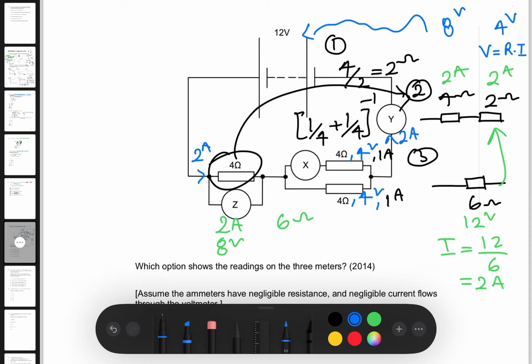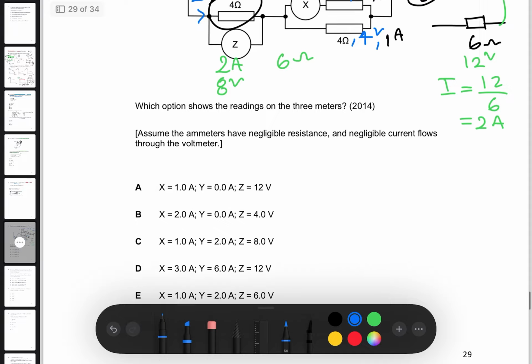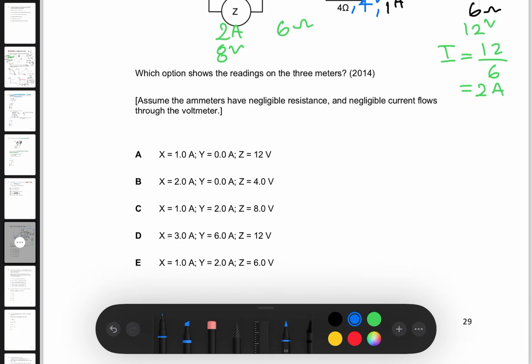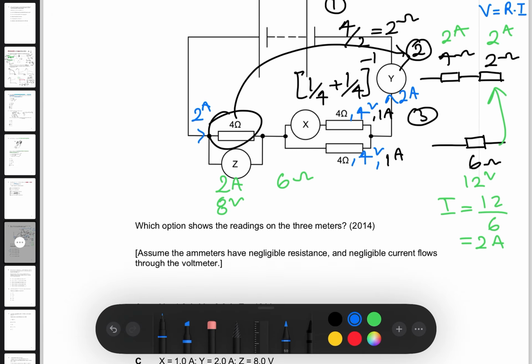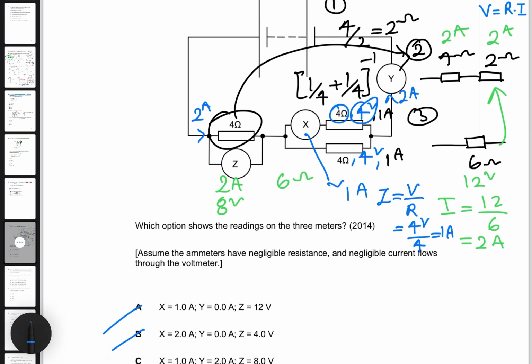That's always the case, unless you have some component right before the battery that decreases or increases the voltage. So Y is going to have a reading of 2 amperes, which rules out choice D, B, and A. And the value for the ammeter next to 4 ohms, this one, is going to be equal to the current running through it, which was 1 ampere. How? Because its voltage is 4 volts and its resistance is 4 ohms. So you can find its current by dividing its voltage over its resistance. It has 4 volts and its resistance is 4 ohms. So that means it has 1 ampere.